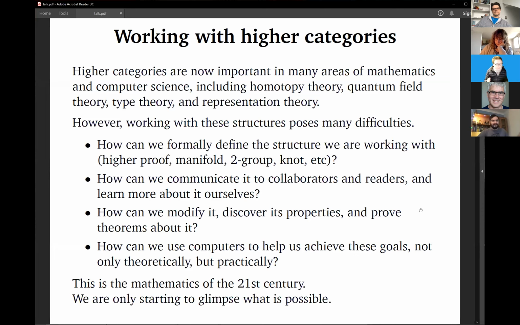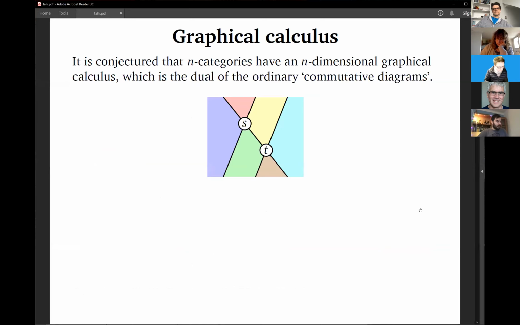So I think it's good to approach these sort of areas with an open mind, thinking, what are we missing? What else could we be doing? So I'm going to talk a bit about the graphical calculus, which some people might not have thought too much about before. It's conjectured that n-categories have an n-dimensional graphical calculus, which is some sort of geometrical entity, like a picture.